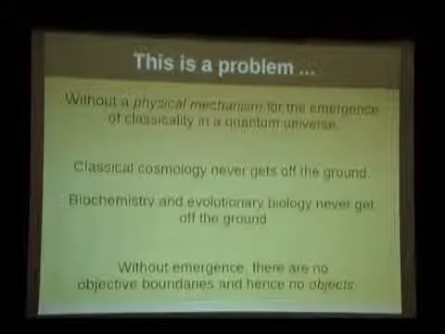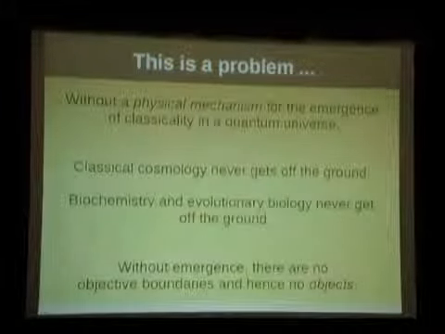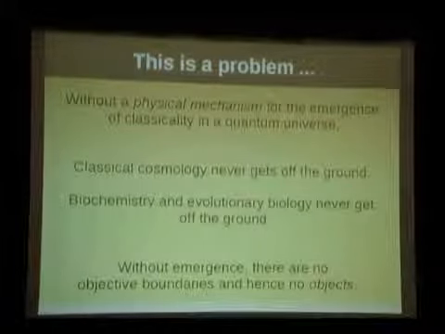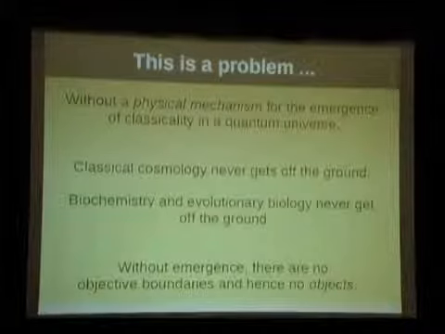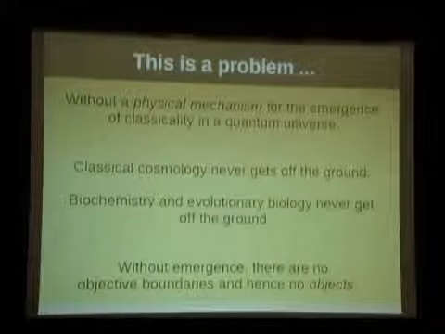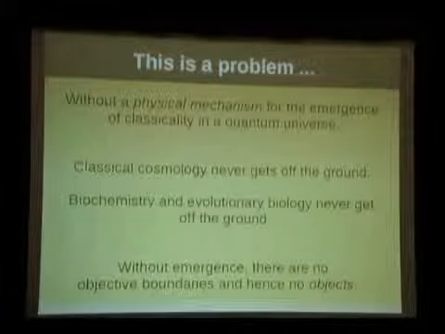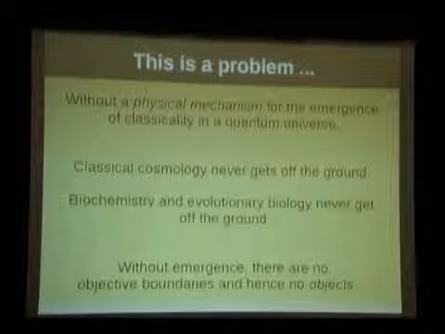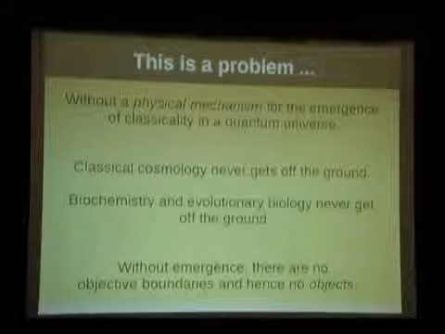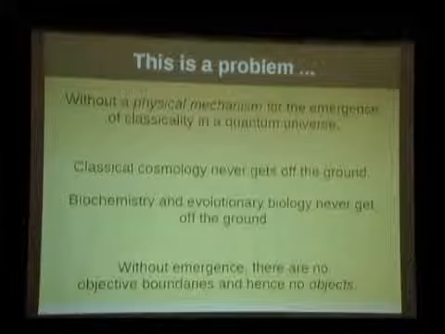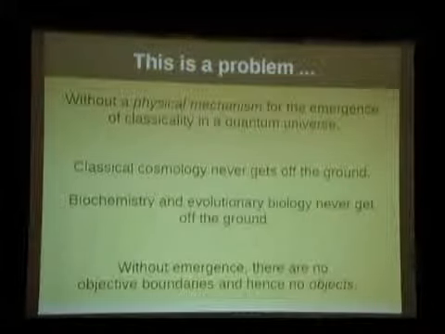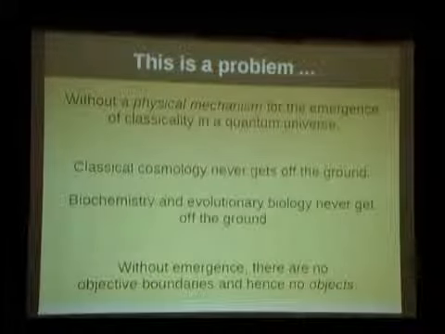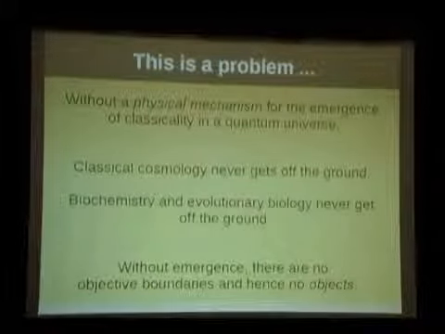So to do evolutionary biology, you've got to be able to talk about individual organisms that either reproduce or they don't. And they either pass on their genes or they don't. So if you don't have any bounded systems, then all that stops. You can't talk about the evolution of classical organisms in a world that isn't classical. It doesn't support any classicality. And in fact, without this emergence, there aren't any objects at all.